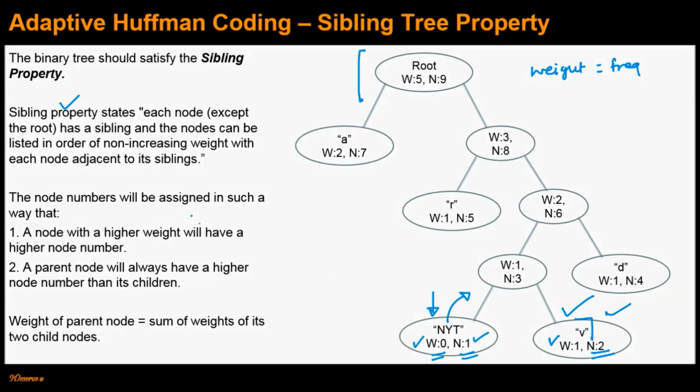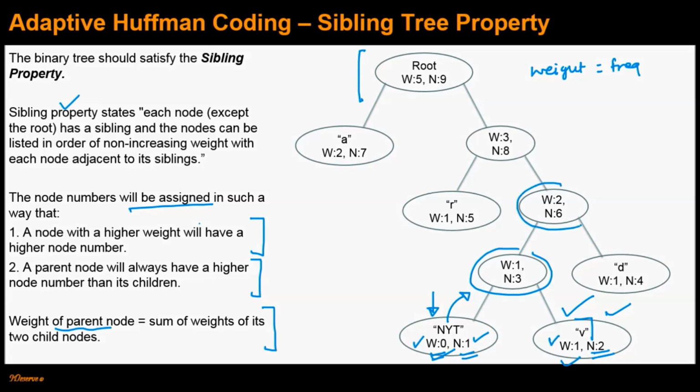Specifically, node numbers are assigned in such a way that a node with higher weight will have a higher node number, and a parent node will always have a higher node number than its children. Also note that the weight of a parent node is equal to the sum of weights of its two child nodes. Now if you remember, this was the case for the original Huffman coding algorithm as well. So the weight of this node is 1, which is equal to 0 plus 1. 0 is the weight for node NYT and 1 is the weight for node V.